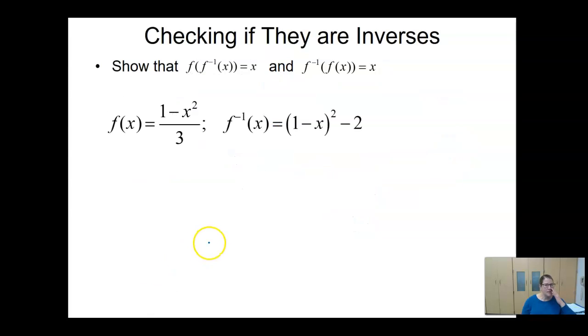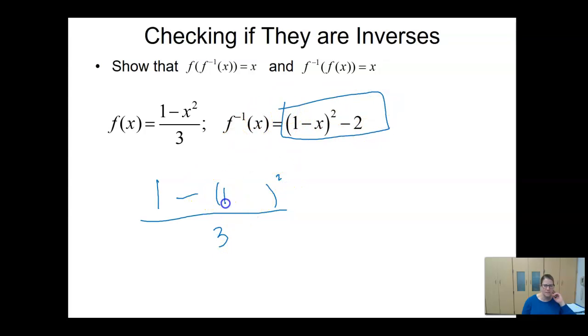Okay. Here we have 1 minus x squared over 3, so I'm going to write that function the same. I'm just going to replace the x with parentheses. In those parentheses, I'm going to put this second function. Okay, and now I need to check if this is true. So remember, let's do this first, this 1 minus x squared.